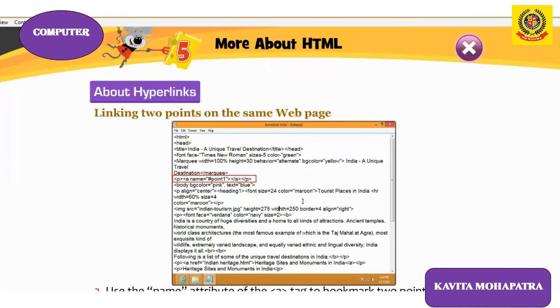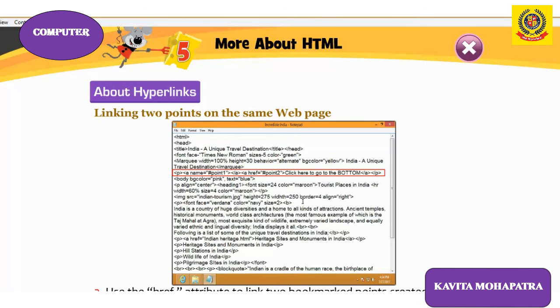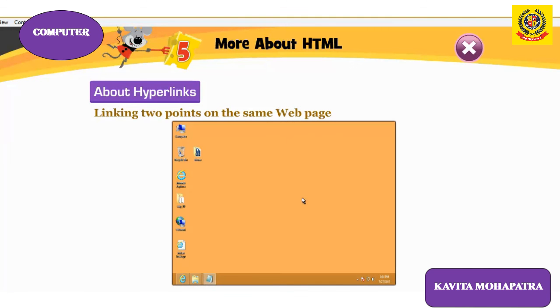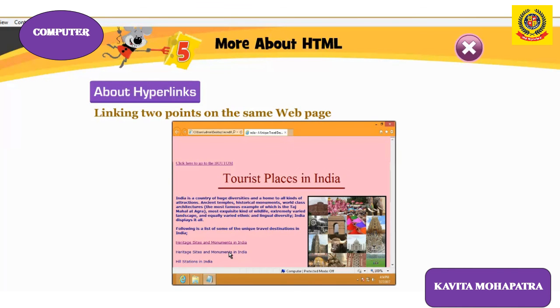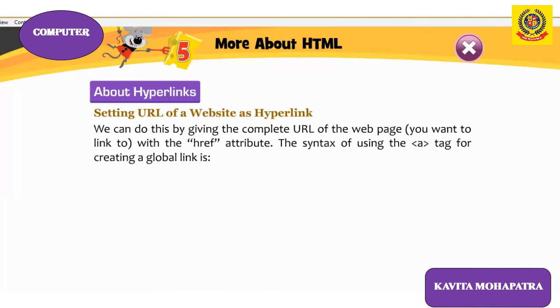Use the name attribute: a name equal to paragraph A, name equal to. Use the href attribute to link the two bookmark points created in the previous step. Now save the file and test the link. Save the file and test the links using the URL, setting the URL of a website as a hyperlink. We can do this by giving the complete URL of the web page with the href attribute.